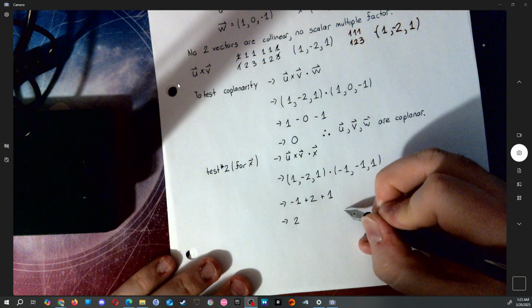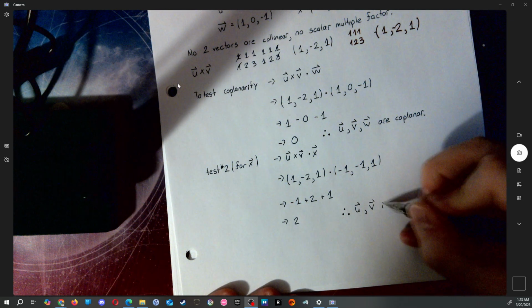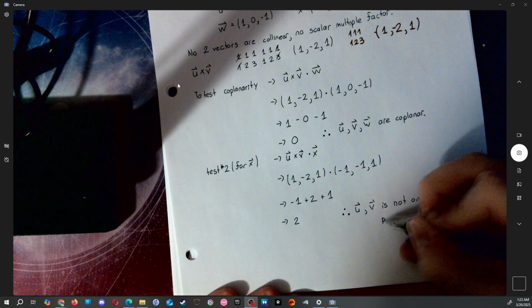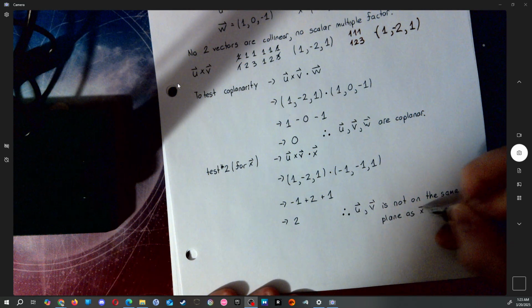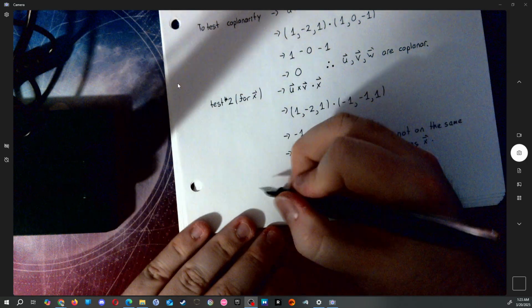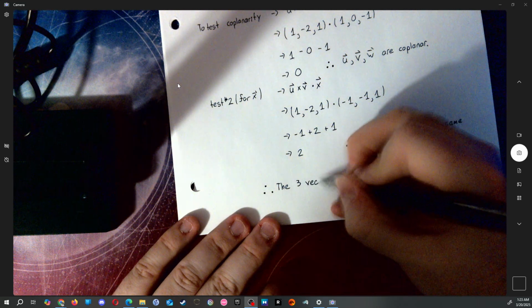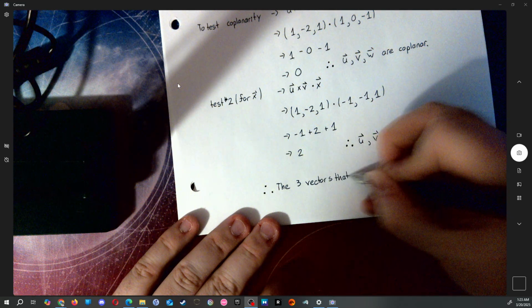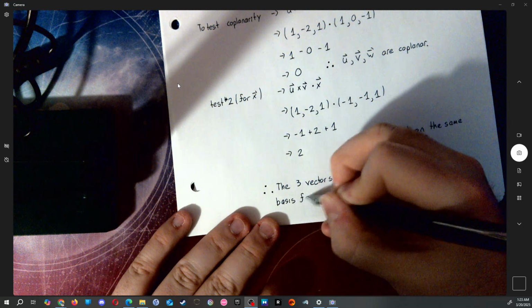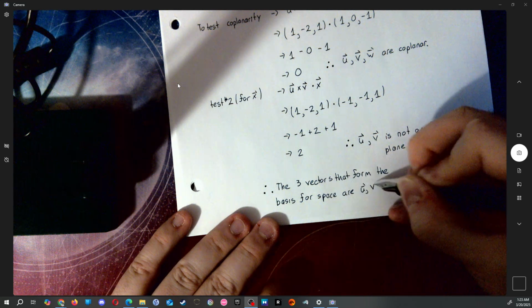So therefore, u and v is not on the same plane as vector x. Okay? And because they're not on the same plane of vector x, that by definition means that the 3 vectors form the basis for space. The 3 vectors that form the basis for space are u, v, and x.